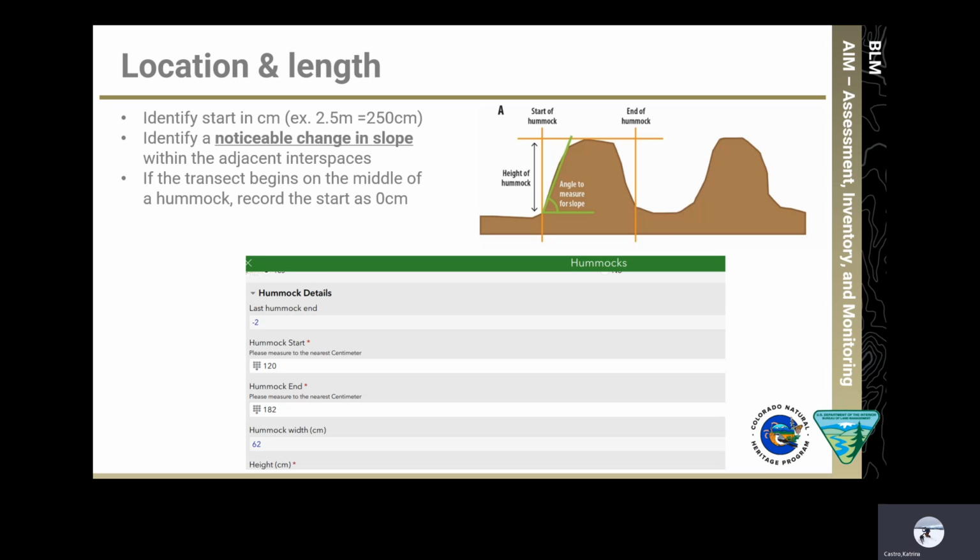If using Survey 123, the form will calculate the total width of the hummock, which in the example pictured here is 62 centimeters.